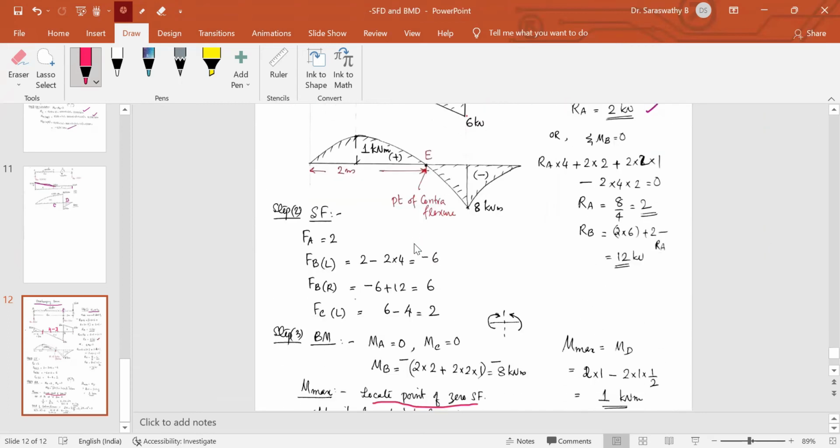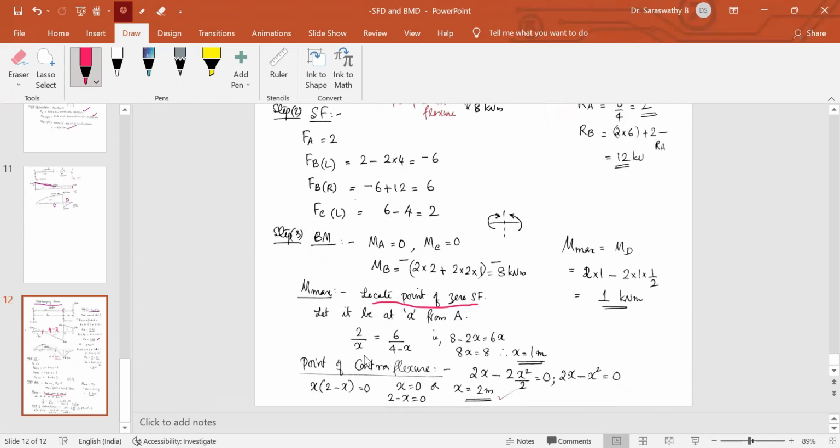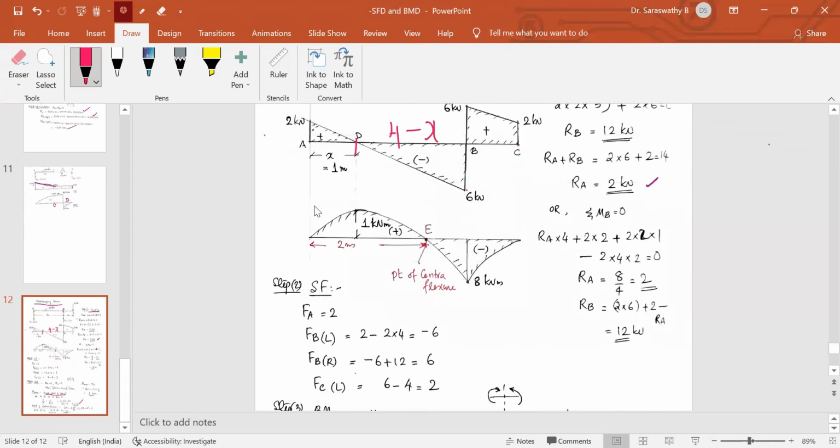You write here 2 by x is equal to 6 by 4 minus x. Cross multiplication: 8 minus 2x is equal to 6x. From that, we get x is equal to 1 meter. So the point of zero shear force has to be located. That is very, very important. So you mark it at 1 meter. Okay, then only the shear force diagram will be complete.